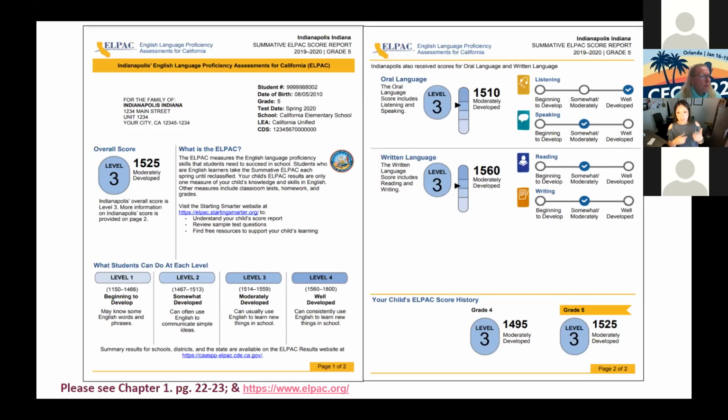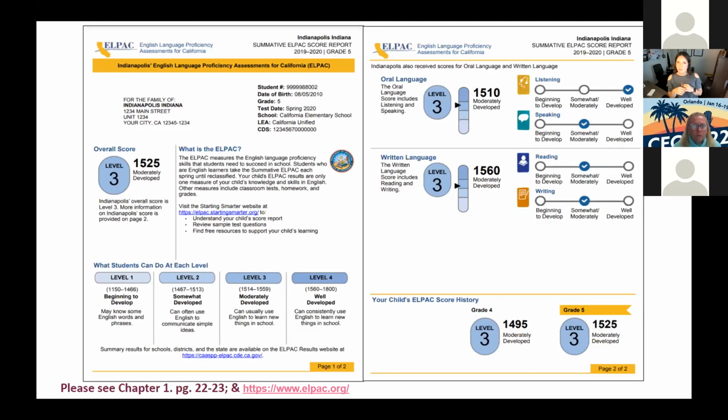And as you know, years and experience and trainings came my way, and I began to look at this completely, and it gives us another level of understanding. So this individual student is a level 3, 1525, moderately developed. Okay, great. Below it, this student score report tells me what the student can do at each level. This student was a level 3. I find level 3, look down, 1514 to 1599, moderately developed. This student can usually use English to learn new things in school.